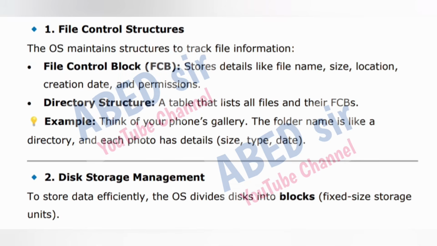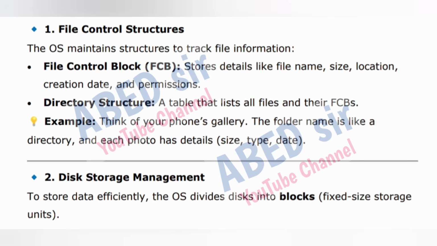1. File control structures. The OS maintains structures to track file information. File control block, FCB, stores details like file name, size, location, creation date, and permissions. Directory structure, a table that lists all files and their FCBs. Example, think of your phone's gallery. The folder name is like a directory, and each photo has details: size, type, date.